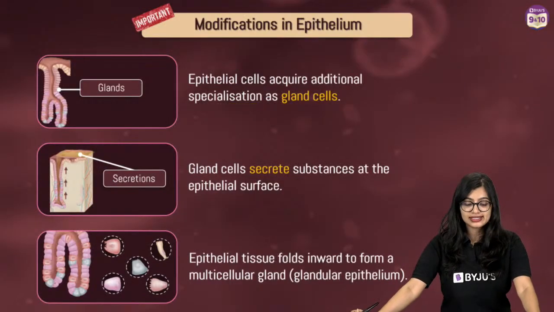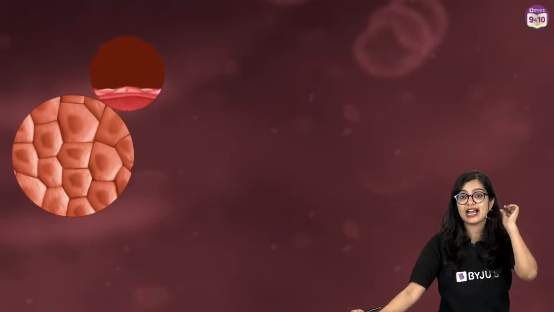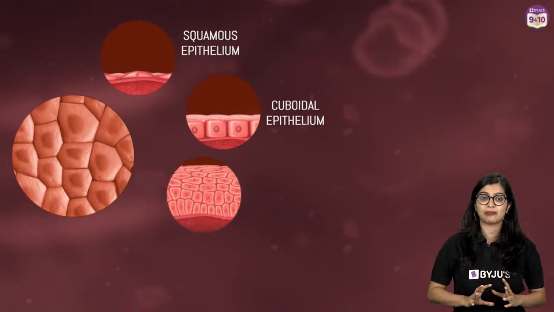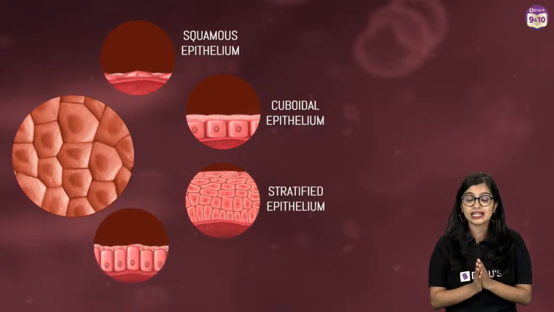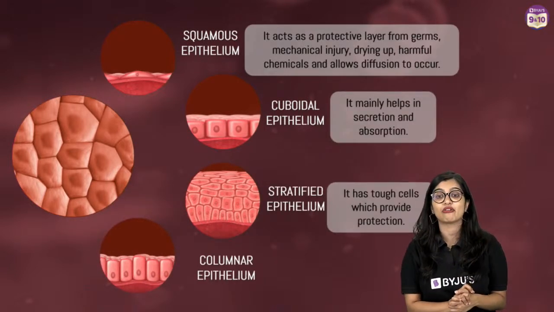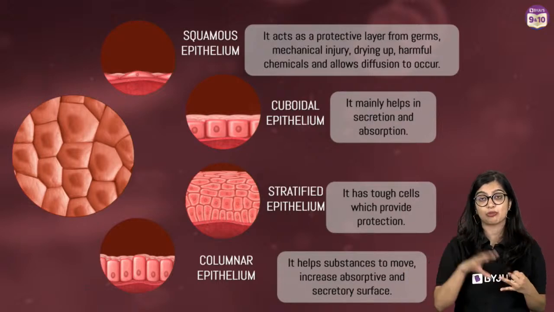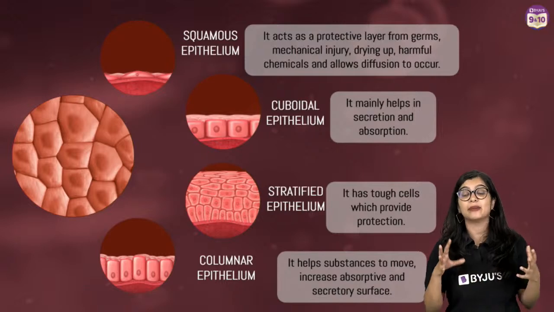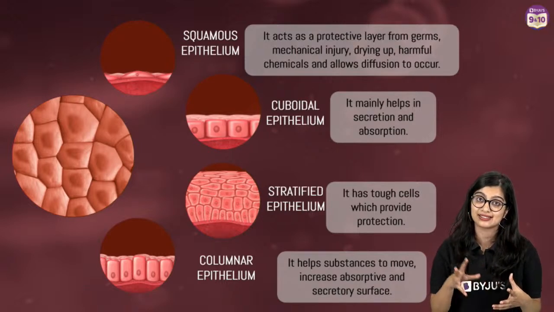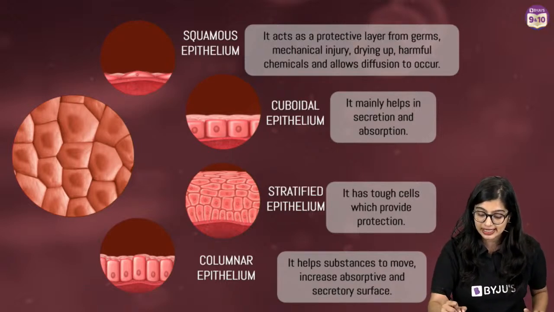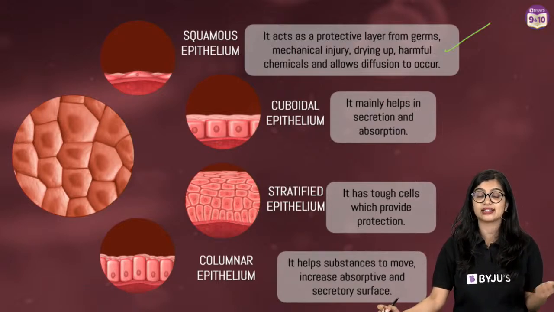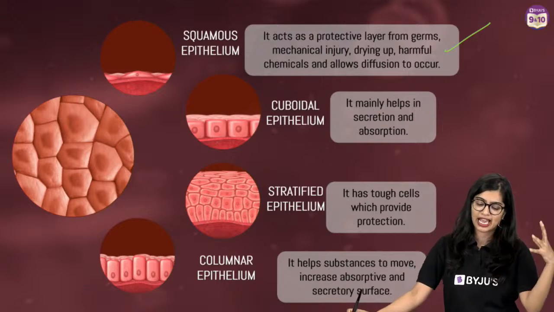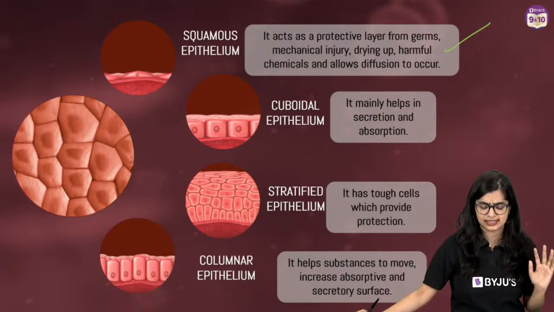Okay, so with this, to sum it up, we learned about epithelial tissue and the different types of epithelial tissue. We learned that there was squamous epithelium, which is made up of flattened cells that have a prominent nucleus, found in the inner linings of the stomach, the inner linings of the blood vessels and the alveoli. The main function is that it forms a protective layer, prevents mechanical injury, and facilitates diffusion.